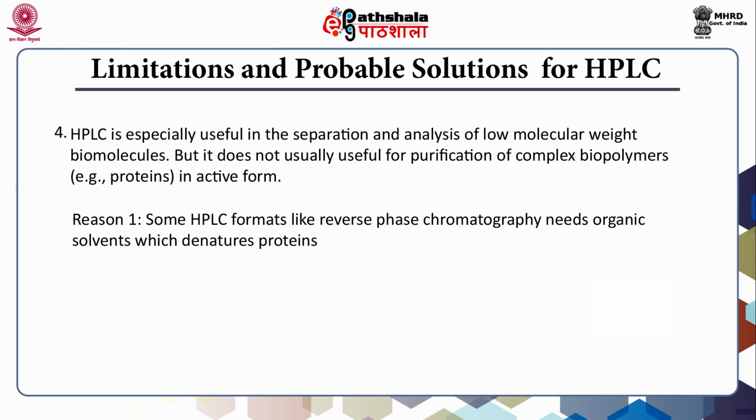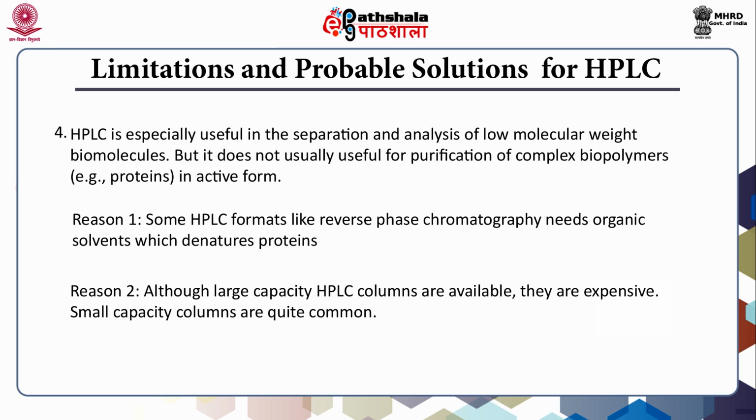The first reason is that some HPLC formats like reverse phase HPLC need organic solvents. These organic solvents denature the proteins. That is why we may not get the active form of the proteins by this particular chromatography. Another reason is, although large capacity HPLC columns are available, they are very expensive. So, small capacity columns are quite common.